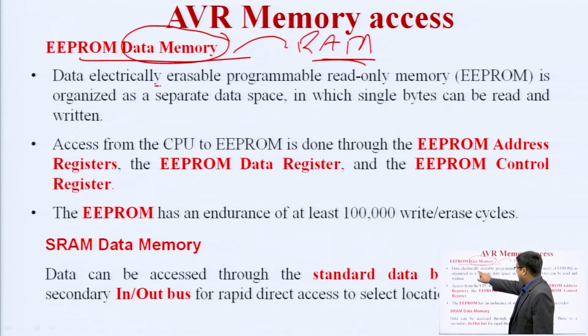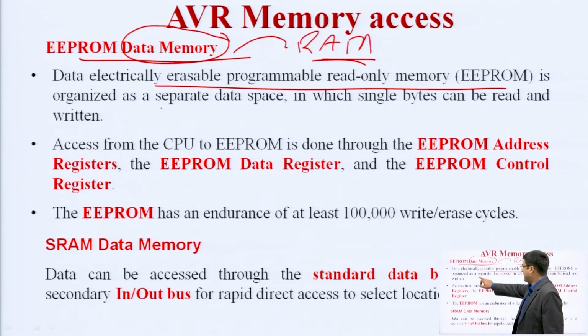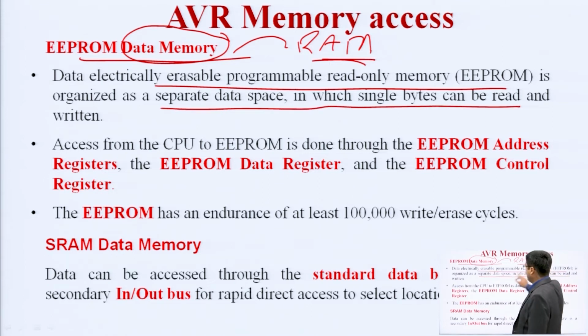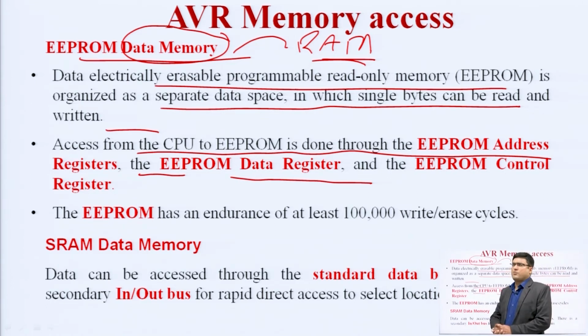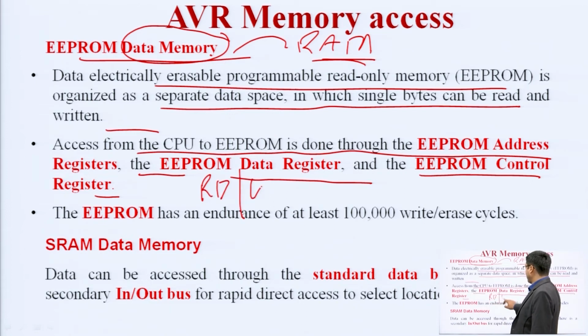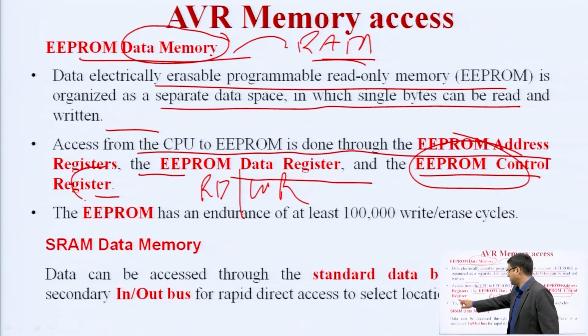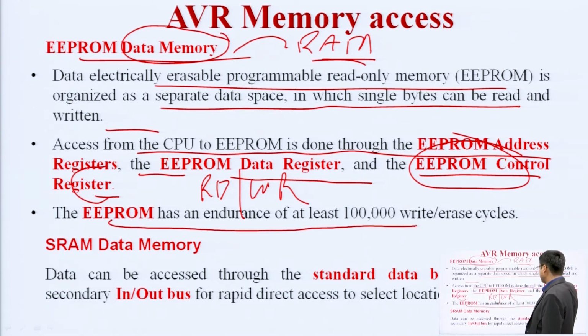Data electrically erasable programmable read only memory is organized as a separate data space in which single bytes can be read or written. Access from the CPU to EEPROM is done through the EEPROM address register and EEPROM data register. When we are accessing these types of memory, we need to store the data in the EEPROM address register and EEPROM data register, and the operations are controlled through the EEPROM control register. Whether we read the data or write the data, these are controlled through the EEPROM control register. The EEPROM has an endurance of at least, we have seen in our previous slide, 100,000 write or erase cycles.